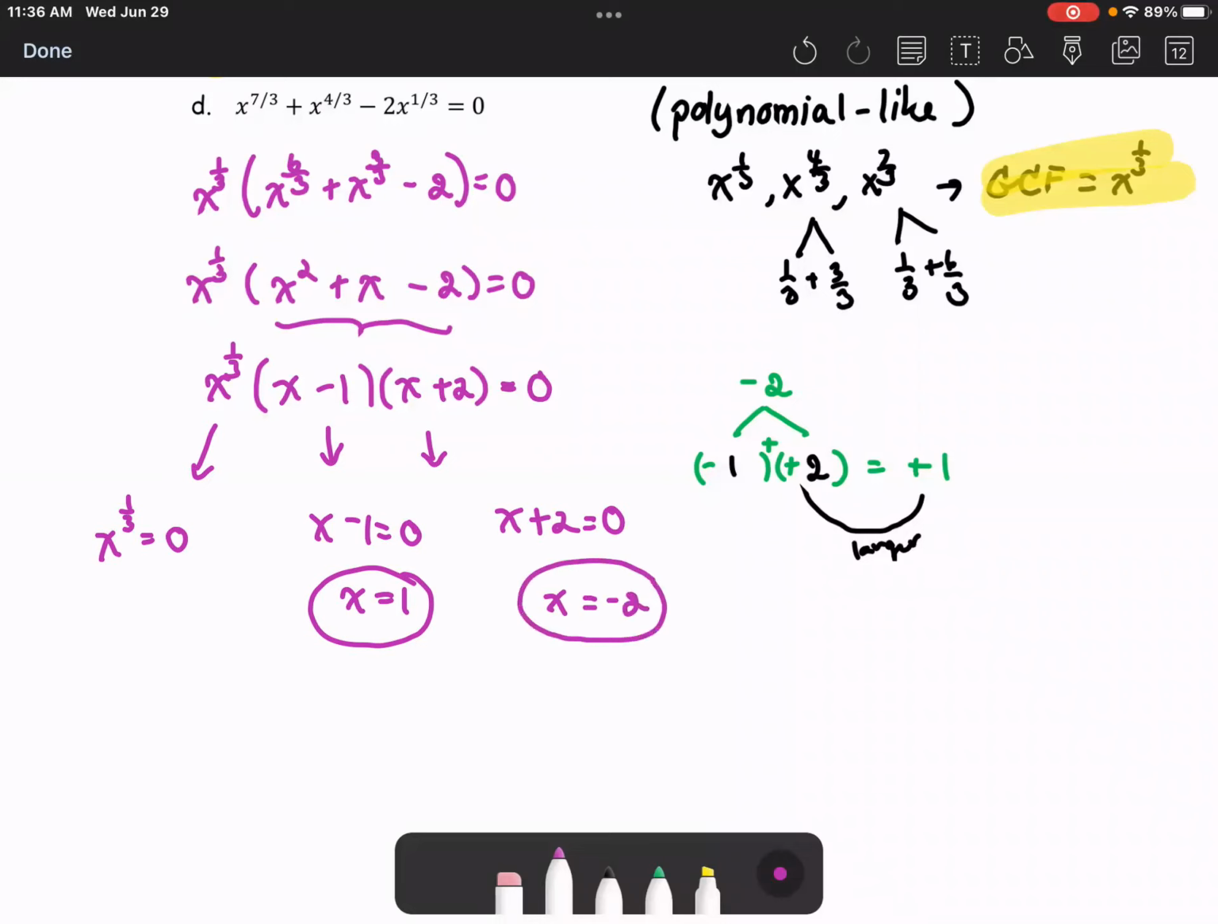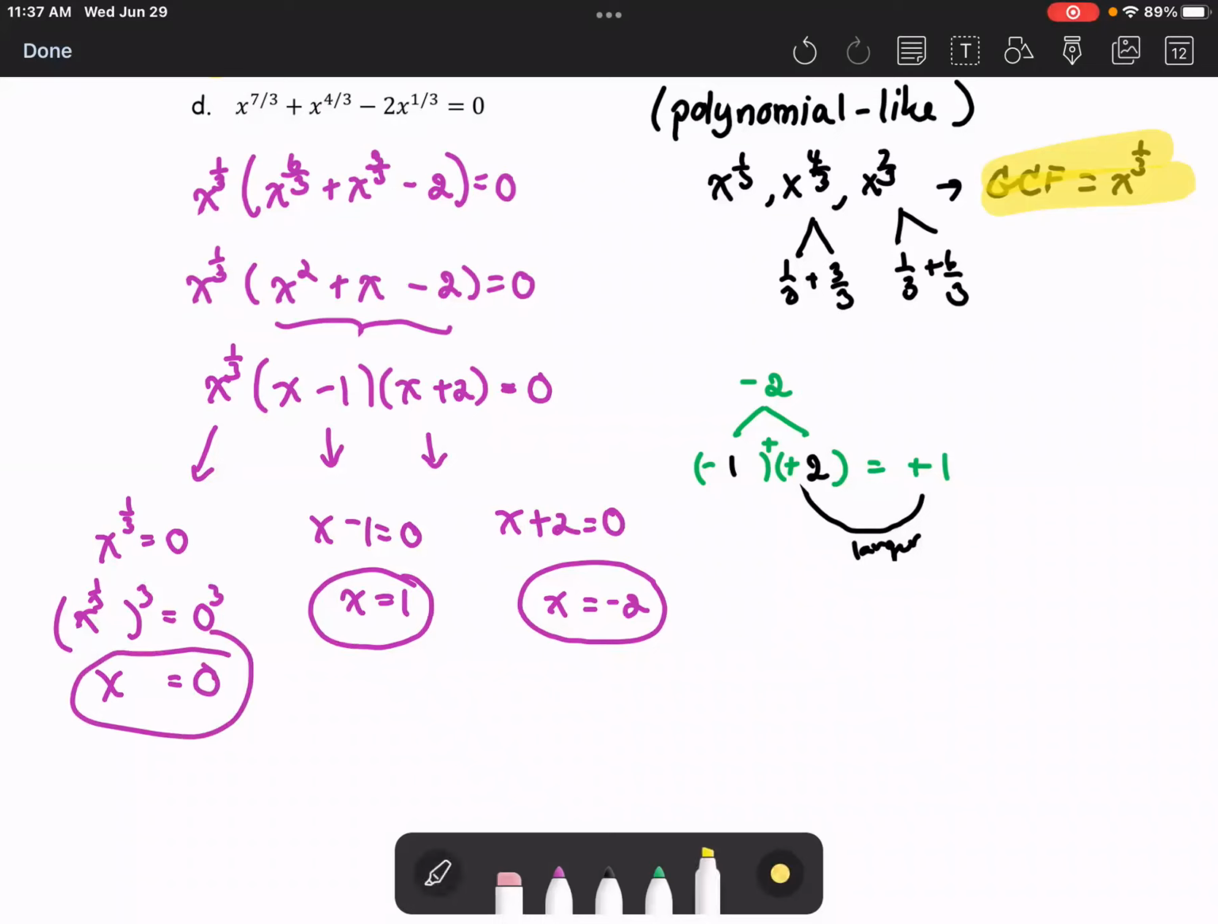For x to the 1/3 equals 0, we're going to raise to the power 3 both sides to make x raised to the power 1. But 0 to the third power is still 0. Now we get 3 solutions for this problem.